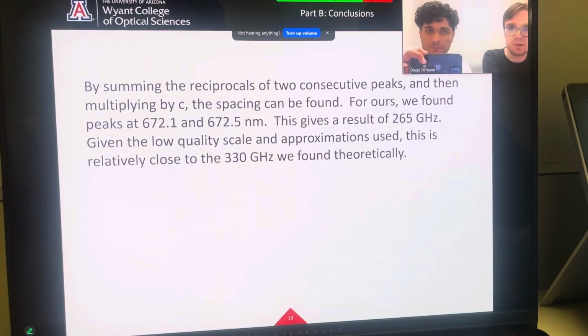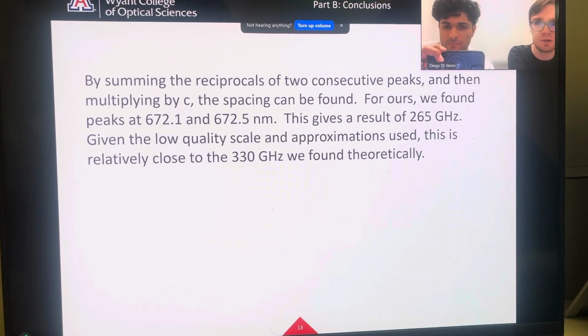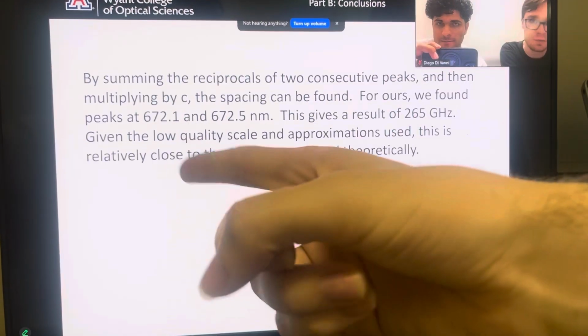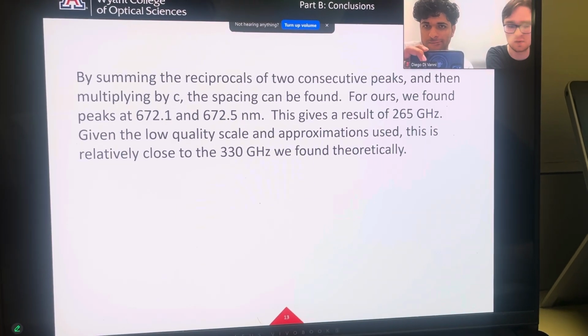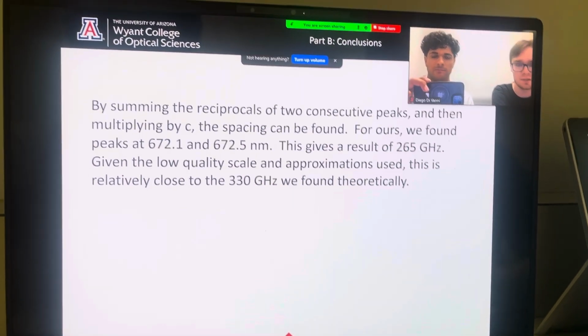So by summing the reciprocals of two consecutive peaks, then multiplying by c, we could find the spacing. Our two peaks were at 672.1 and 672.5 nanometers, which gave us a result of 265 gigahertz, which was very close to the 330 gigahertz from the previous part.